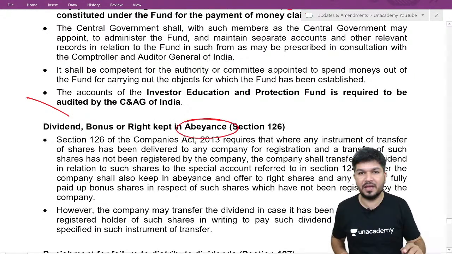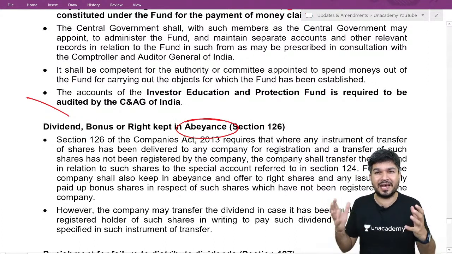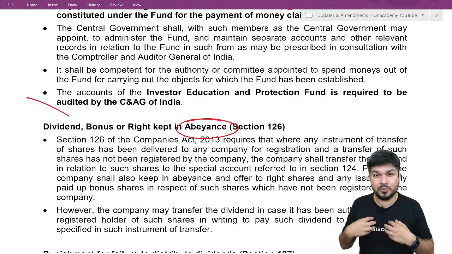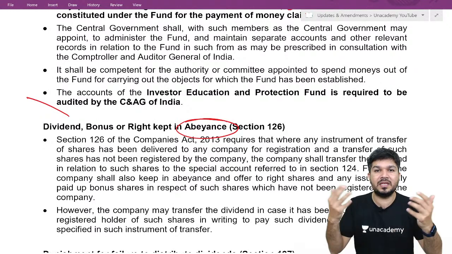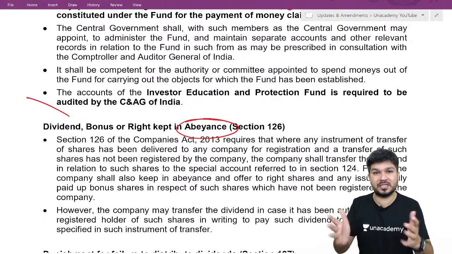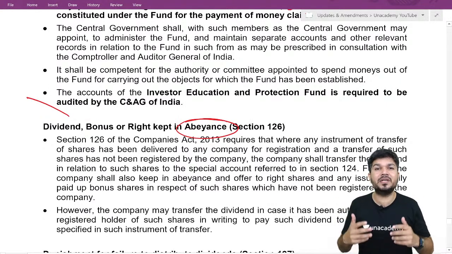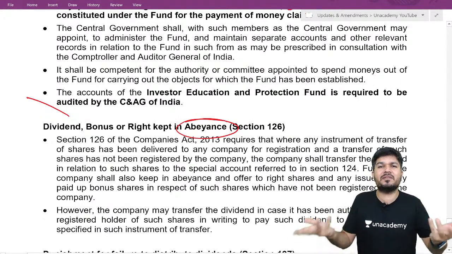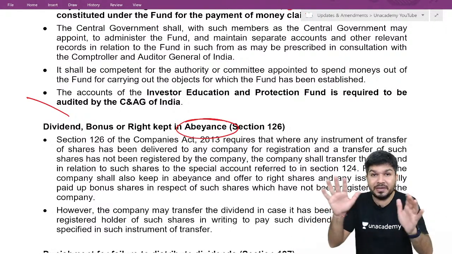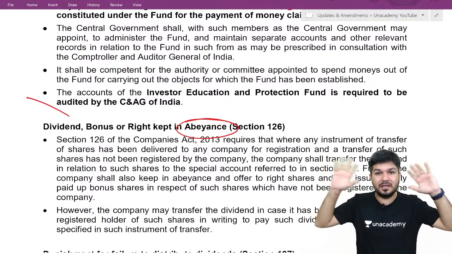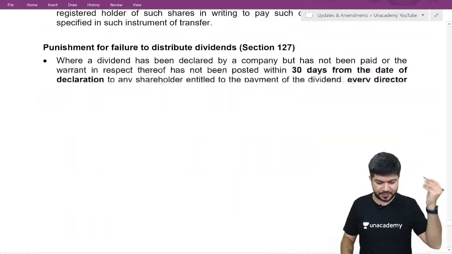Now section 126, bonus dividend right kept in abeyance. Abeyance means on hold. When the person entitled for dividend bonus right is not sure, like suppose a person holding shares expired. Now there's a fight going on, who is the legal executor? Now dividend declared. The company will pay dividend to whom? Legal executor, but sir, fight is going on. So the company will keep that dividend on hold. If bonus comes on it, company will keep it on hold till the time the legal owner is decided. That's called abeyance.